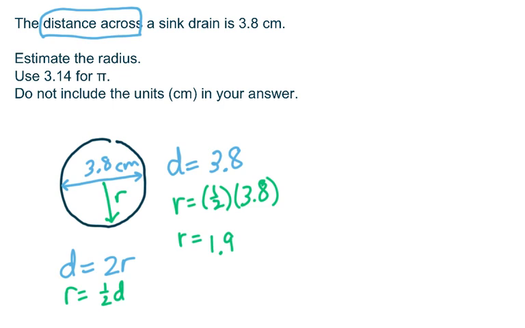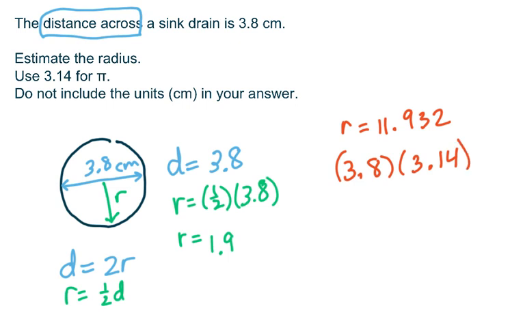If you chose the answer that the radius equals 11.932, then I think what you did is that you multiplied 3.8 times 3.14. So what you did here is you actually found the circumference. Unfortunately, we're looking for the radius. And to find the radius, as we just did here, you can just find half of the diameter.